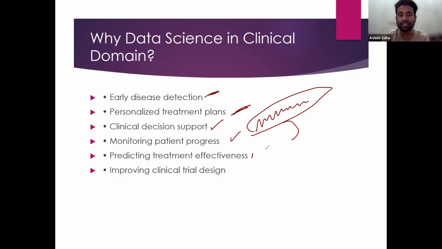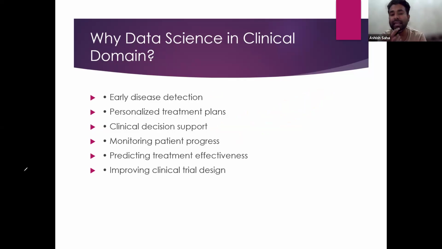The next one is predicting treatment effectiveness. People have different types of diseases, so here an AI model can help me predict what type of treatment the person can have and whether it is effective or not. It also improves clinical trial design. The clinical trials coming to our healthcare industry can be improved. For example, a clinical trial of a medicine. I want to know whether a new medicine I launch cures my fever within 10 minutes and so on.